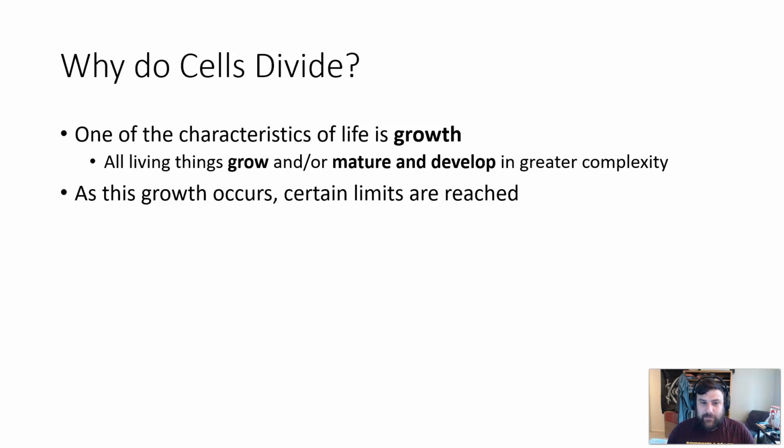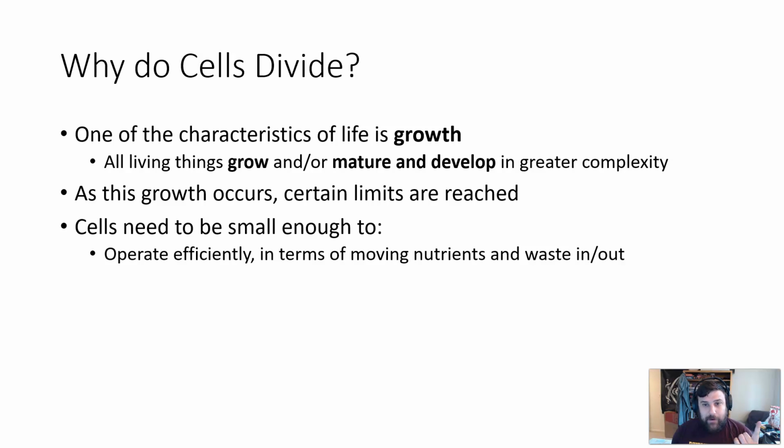One of the main reasons that cells divide is that as growth occurs, there are certain limits that are reached. Mainly, cells need to be able to do a couple of things. In terms of size, cells need to be small enough to, first of all, operate efficiently. As with any type of machine or mechanism, the more efficiently that something can operate, the better it will be at what it does. So for cells, the larger the cell is, the less efficiently it can operate.